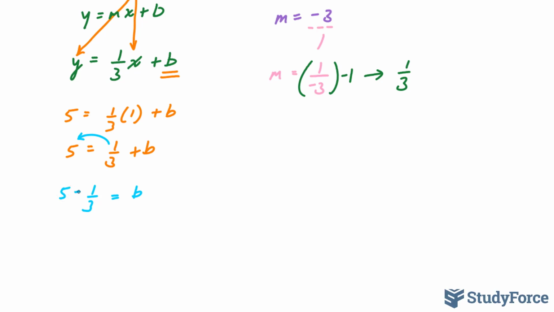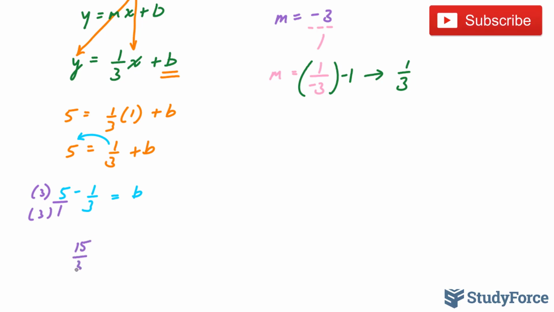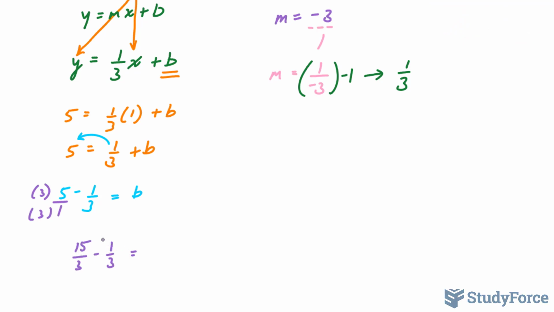We have a whole number subtracted by a fraction. You can make this 5 into 5 over 1, and multiply this denominator by 3 and this numerator by 3. That gives us 15 over 3 minus 1. And now we can subtract the numerators. 15 minus 1 is 14 over 3. And this represents your b.